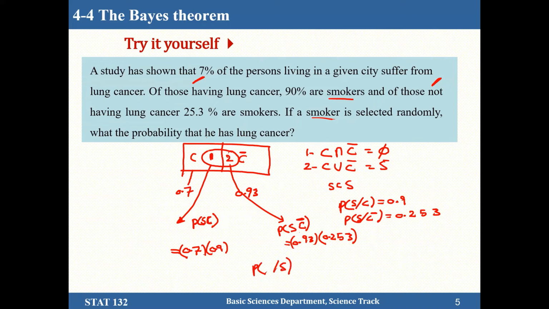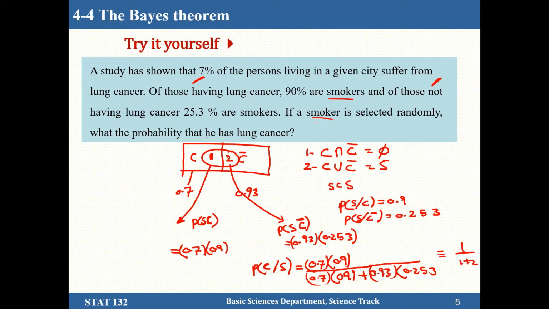Probability of he has lung cancer. Lung cancer is this one. It's equal just this one over 1 plus 2 for convenience. 1 is 0.7 multiplied by 0.9, over 1 plus 2, which is 0.7 times 0.9 plus 0.93 multiplied by 0.253. It's just like 1 over 1 plus 2.